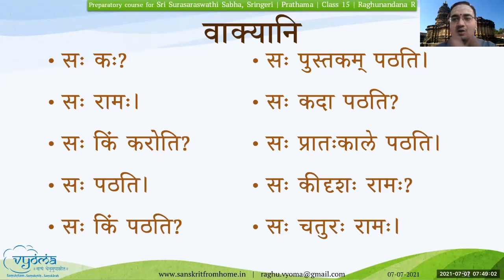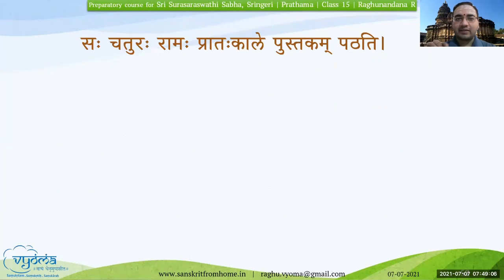Now, if I use all these words that we have seen here in one sentence, we can say, Saha Chaturaha Ramaha Pratah Kale Pustakam Pathati. And here we end. That means to say, from Saha Ramaha to Saha Chaturaha Ramaha Pratah Kale Pustakam Pathati, we have come to this level to frame the sentence. So that is the journey which we have done so far.